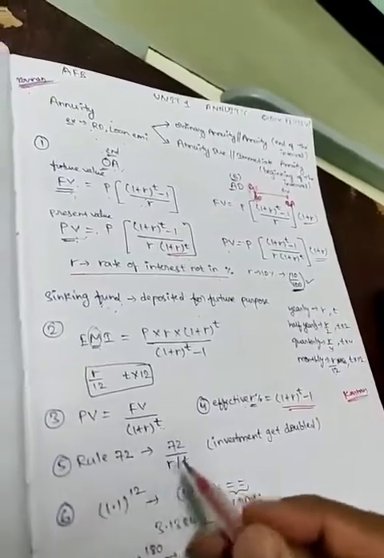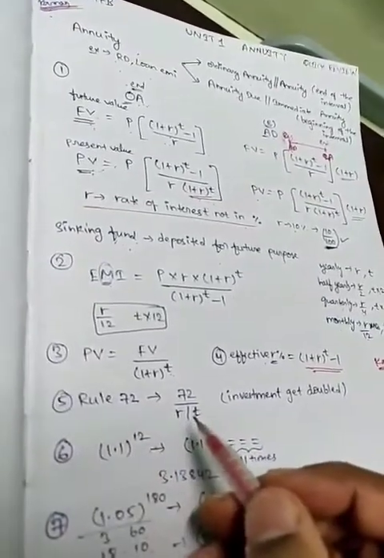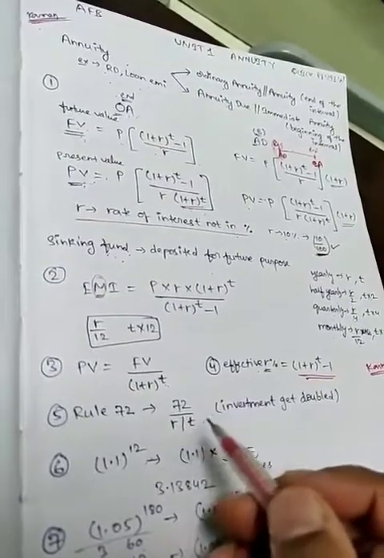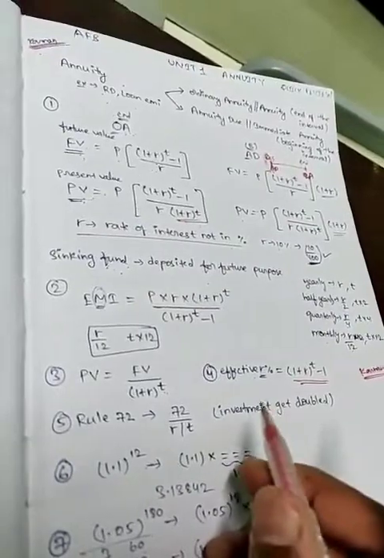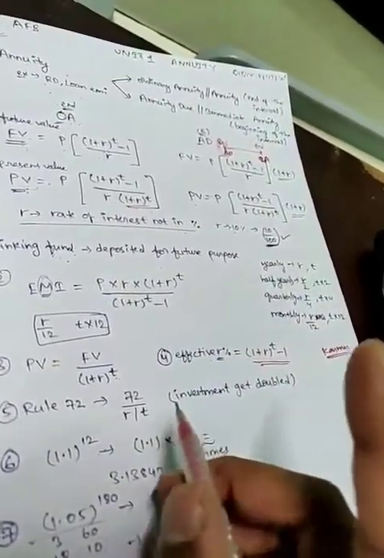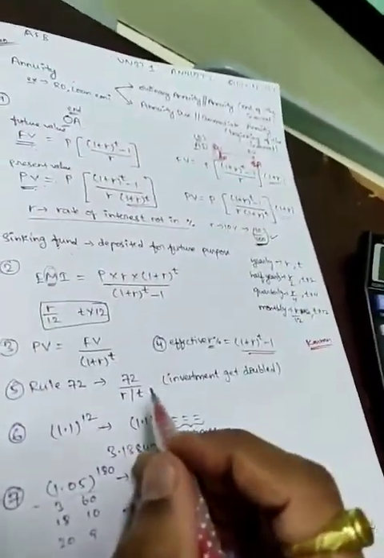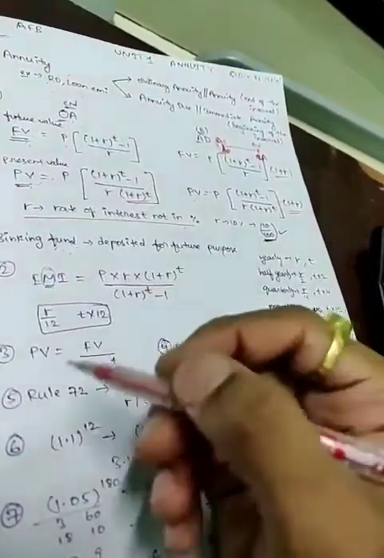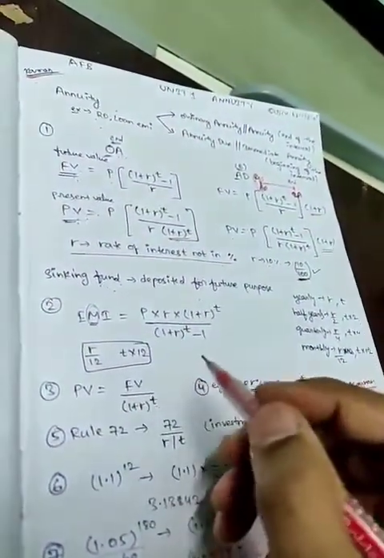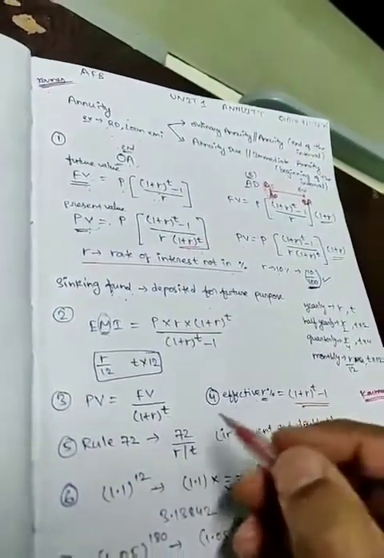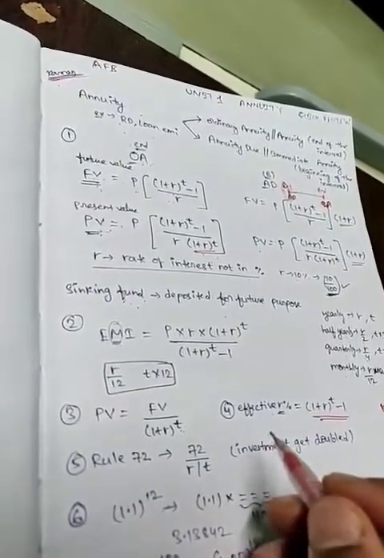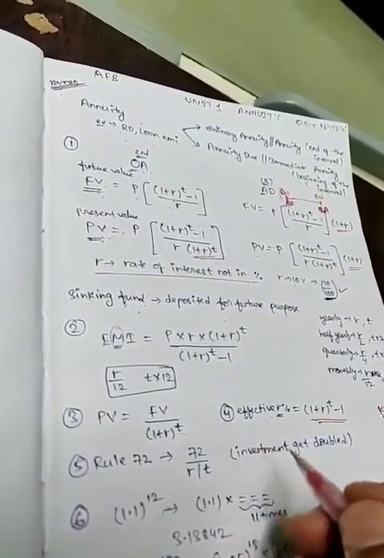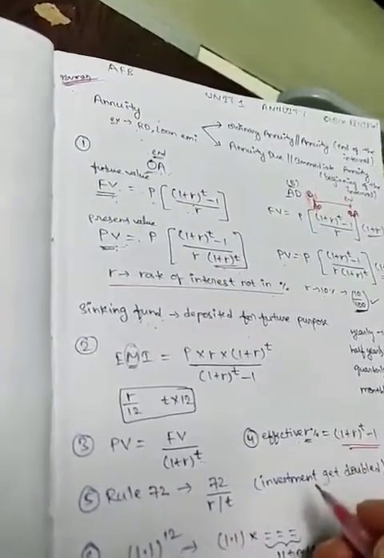Now we will discuss rule 72. What is rule 72? It is a calculation that estimates the number of years it takes to double our money at a specified rate of return. For example, if we earn a 4% interest rate in our bank account, we can use rule 72 to get the number of years it will take for our money to double. Here the interest is 4%, right? So 72 by 4, and in 8 years our money will double.